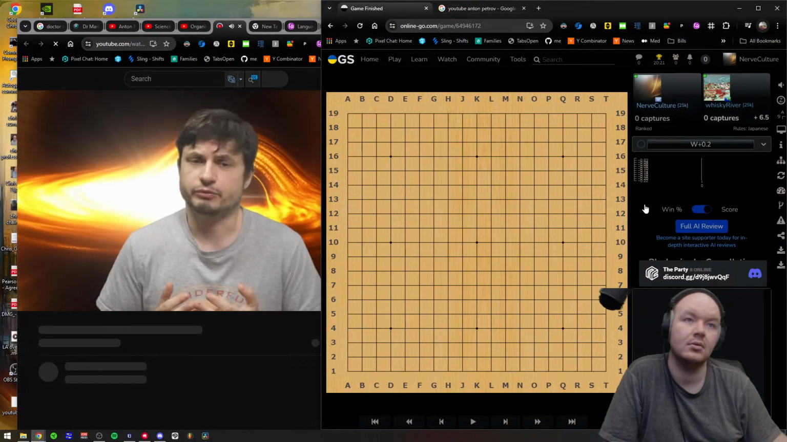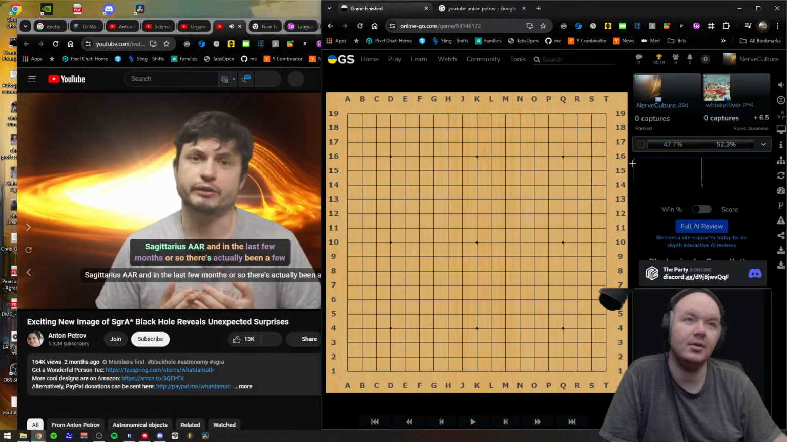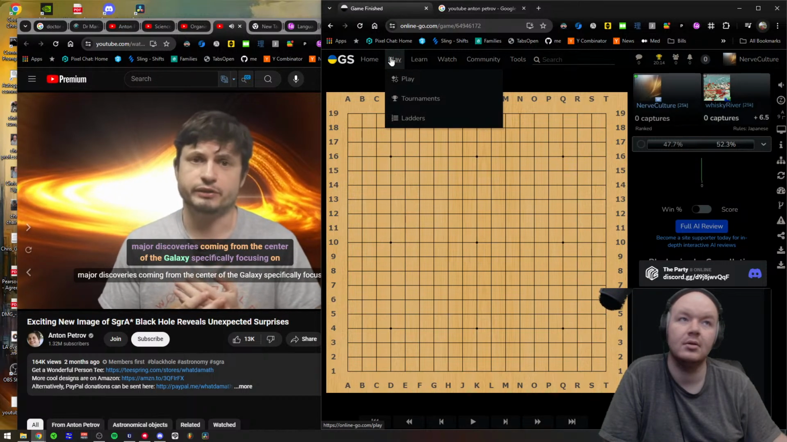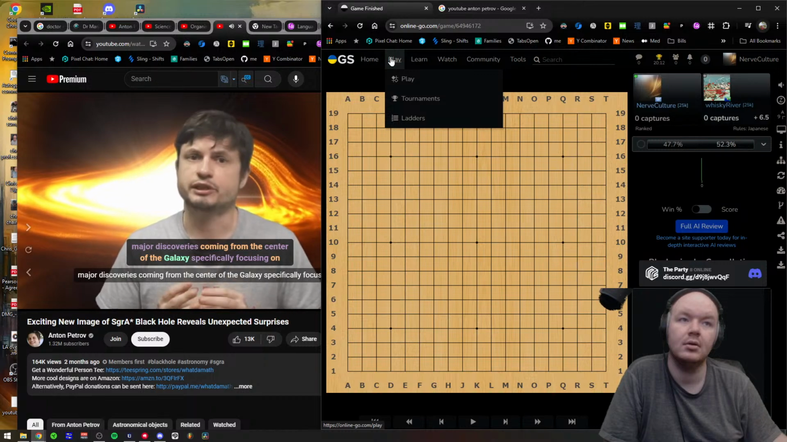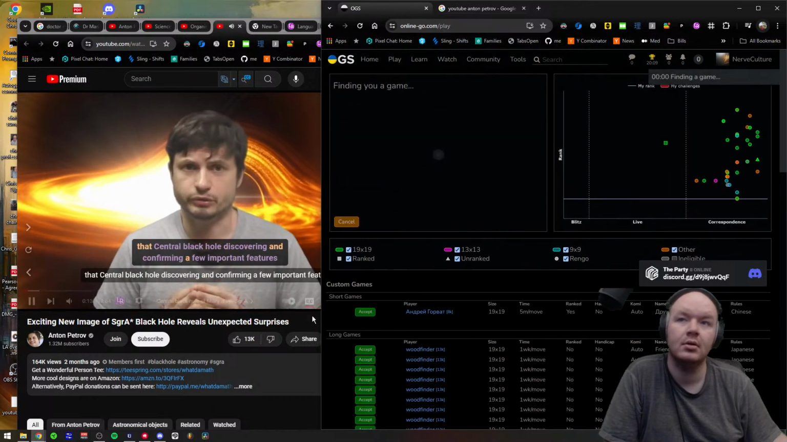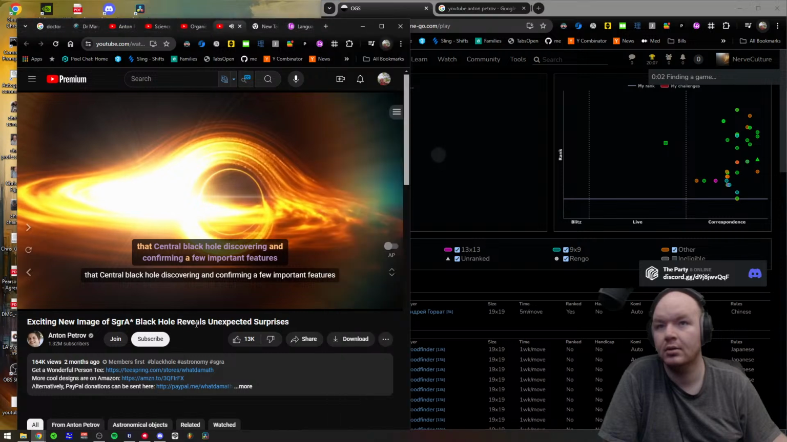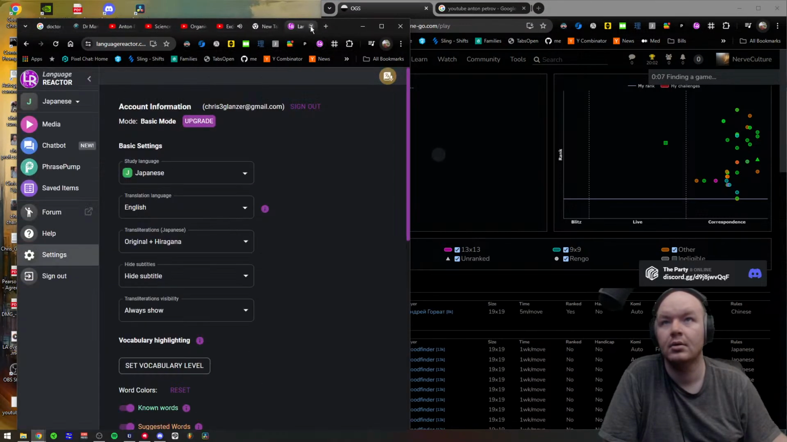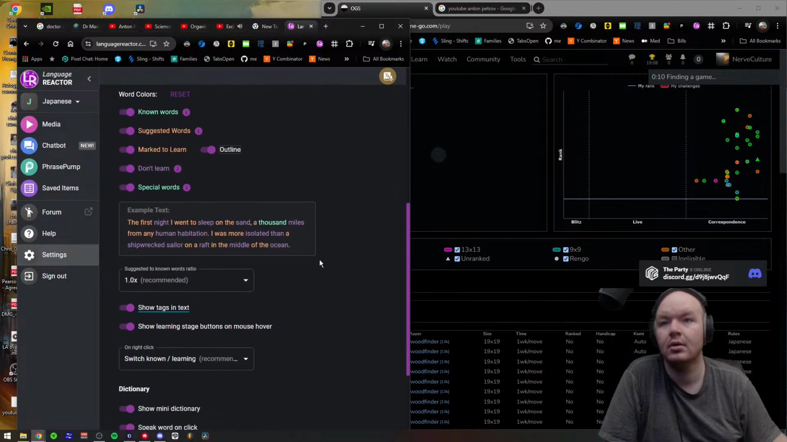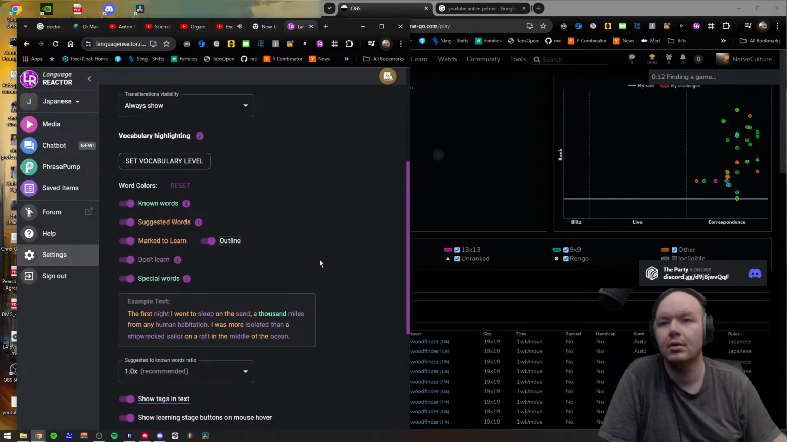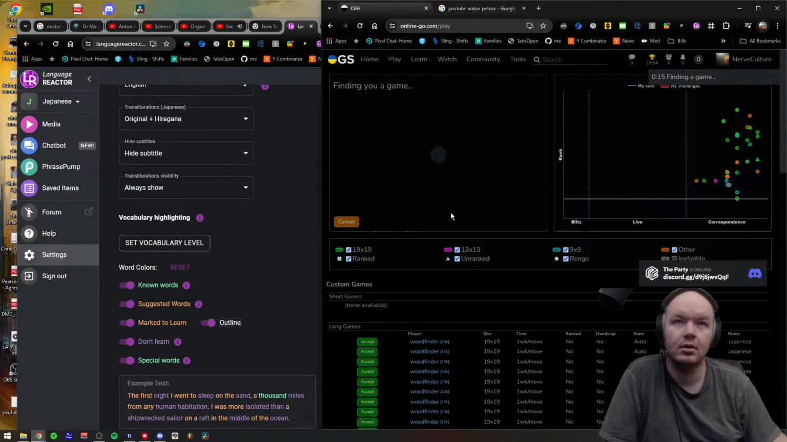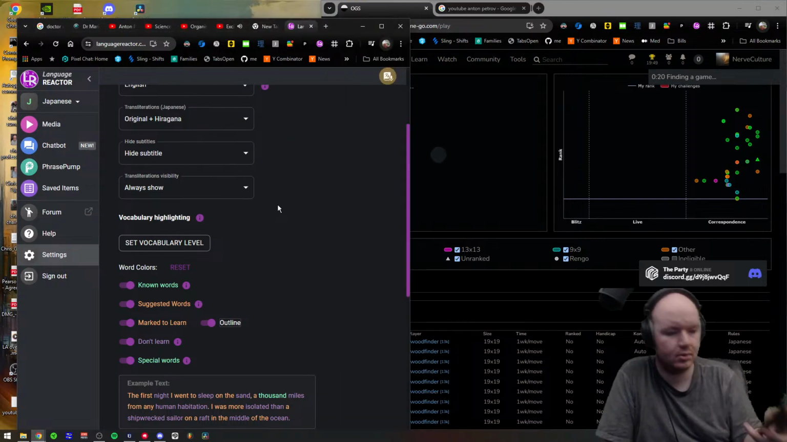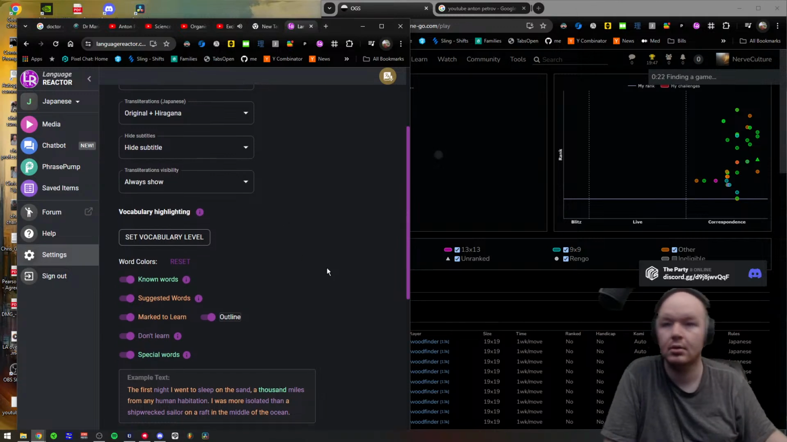It's been quite a while since we've talked about the central black hole, Sagittarius A star. And in the last few months or so, there's actually been a few major discoveries coming from the center of the galaxy, specifically focusing on that central black hole, discovering and confirming a few important features about the black hole, possibly helping us understand why it's the way it is and why it's so different from everything else. Because as you probably know based on observations from other black holes, Sagittarius A star is surprisingly quiet, surprisingly small, possibly even making the Milky Way galaxy somewhat unique compared to everything else.